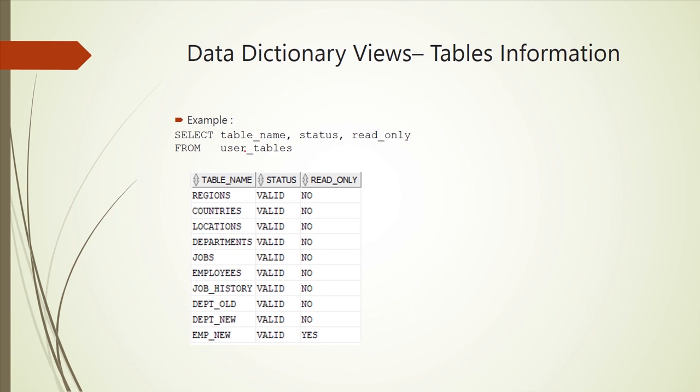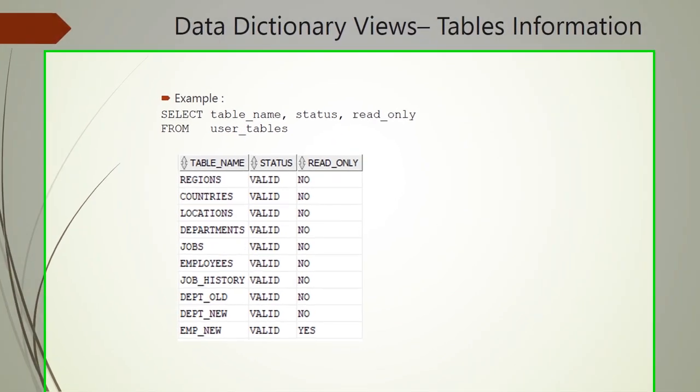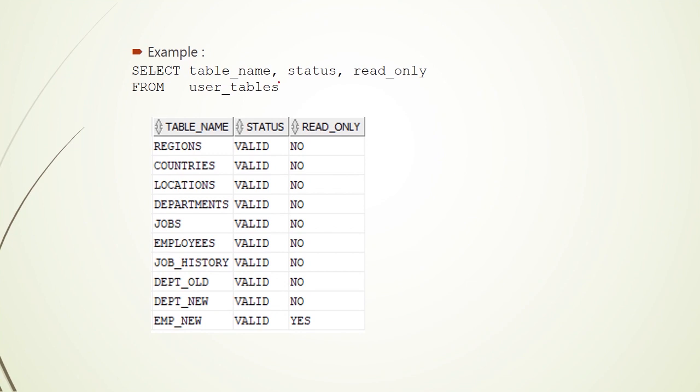So if you want to retrieve all tables that you own, you can use this select statement. Select table_name, status of the table, read only from user_tables. So as we can see, regions, countries, locations, departments, jobs, employees, job_history, dept_all, dept_new, EMP_new, and the status of each table, it is valid, and if it is read only or read write.